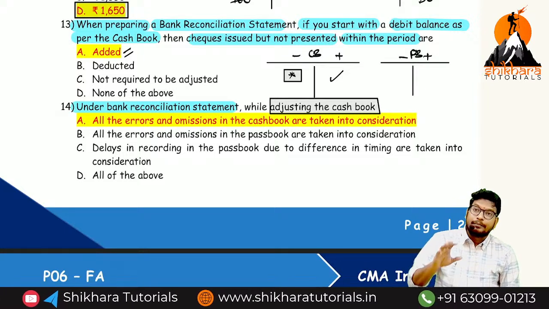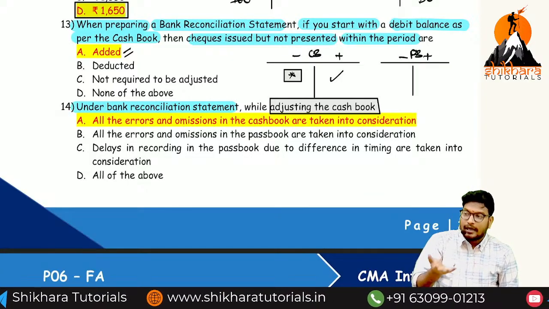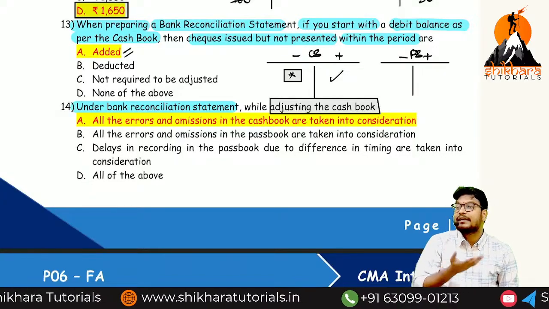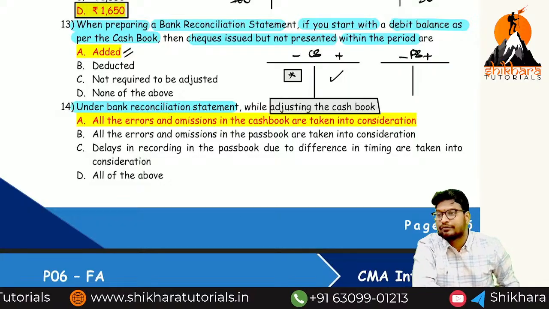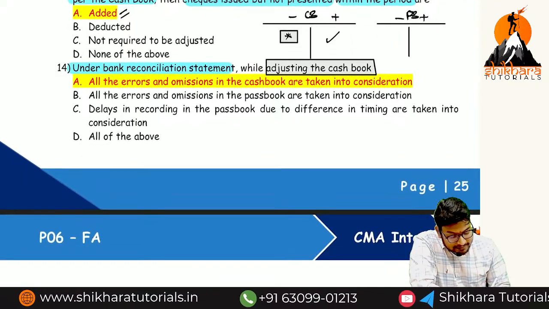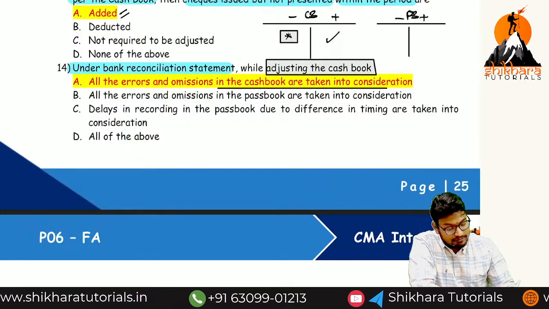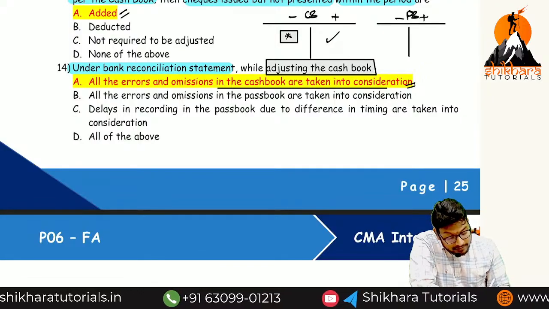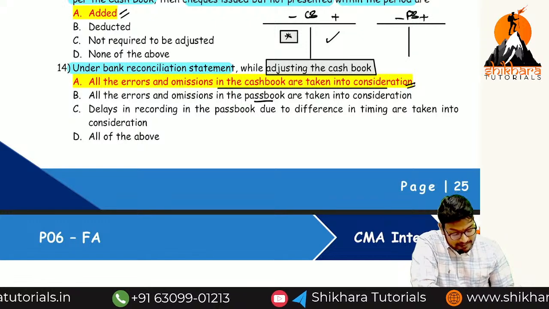Okay, now while preparing the BRS, after the amended cash book we have to prepare, or before or after? At that point of time, which balance do we have to consider? The closing balance of the amended cash book has to be considered. Okay, guys? So that is the reason the errors and omissions in the cash book are taken into consideration. Are you getting the point or not? All the errors and omissions of the passbook we are going to consider? No, only of the cash book.